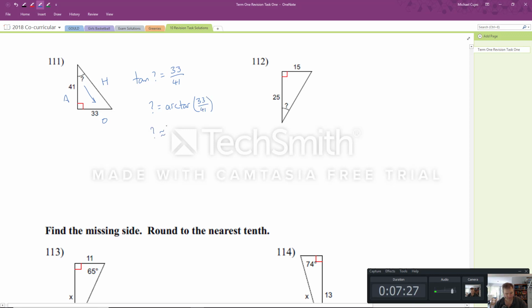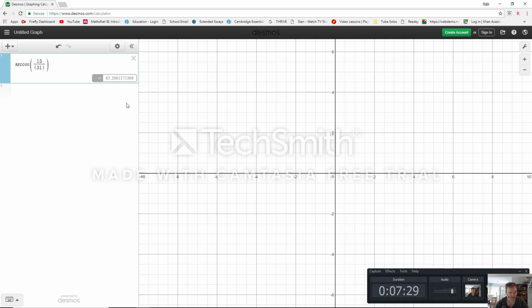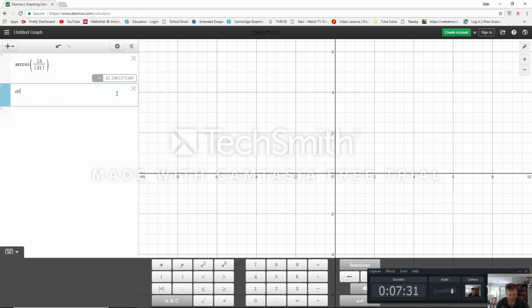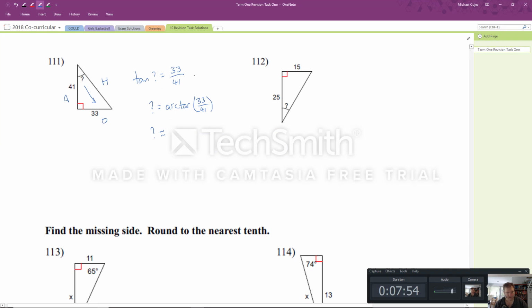Question mark is approximately equal to, come on Desmos, too busy thinking of other things, 33/41. Didn't like that. Get them in the right place. 38.8 degrees. Can you pause? I need to be able to use my mouse.